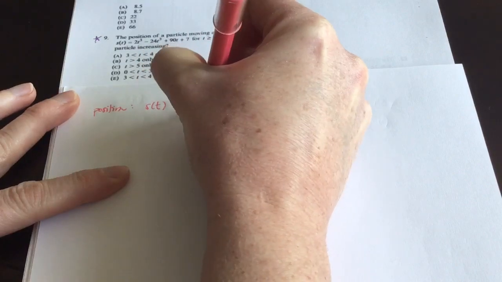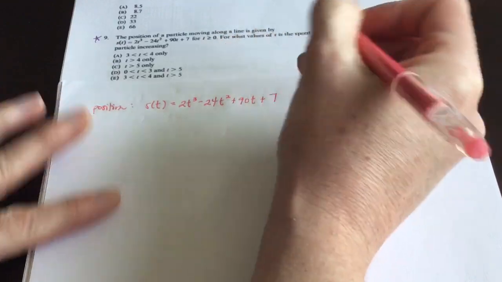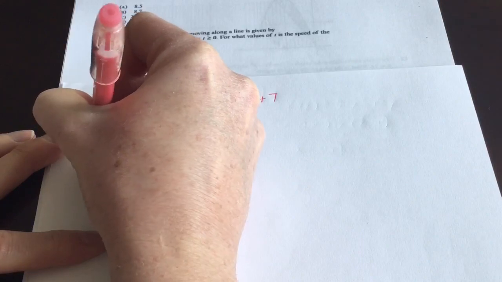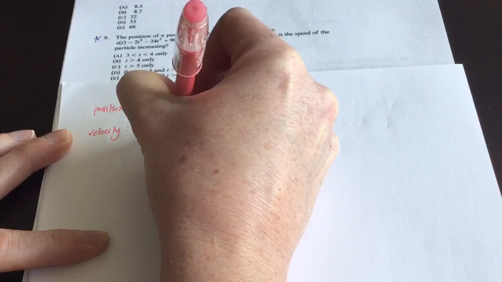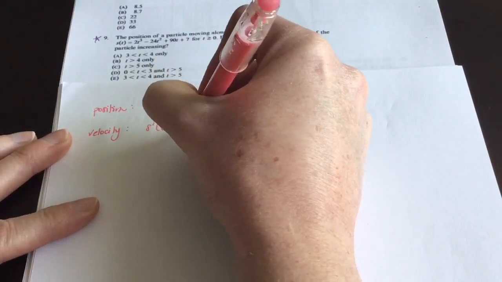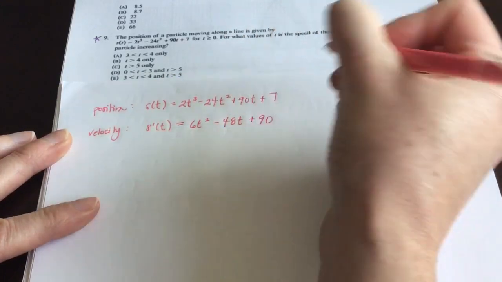So here we go. First thing, I'm going to make note that the given function is a position function. If I take its derivative, I would not have exactly a speed function, but I would have a velocity function. Think for a second, what's the difference between speed and velocity? Not a whole lot. But s prime of t would be 6t squared minus 48t plus 90.